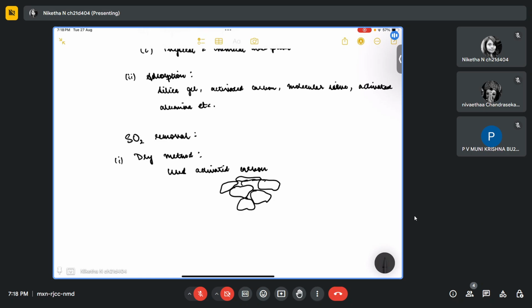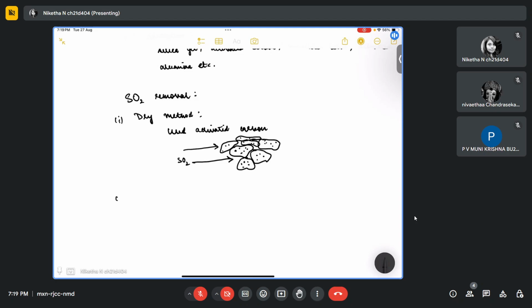Activated carbon will generally have many pores. So when SO2 gas is passing through it, the pores on the activated carbon will absorb the gas, because anything which is porous will have a high surface area. This makes for a good contact between the gas and the particle, because the surface area is high and therefore the contact area will also be high. So the gas will get easily absorbed on the pores of the activated carbon.